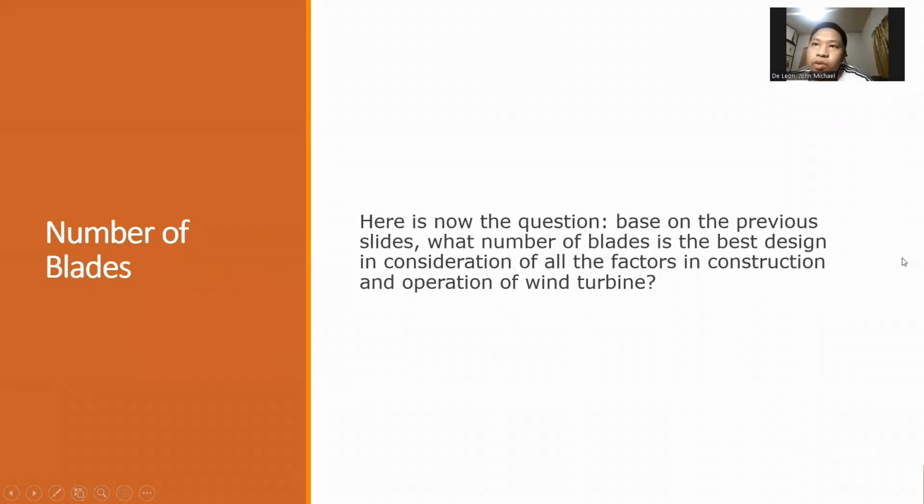Number of blades. Here's our question. Based on the previous slides, what number of blades is the best design in consideration with all the factors in construction and operation of a wind turbine? So, kung mapapansin nyo, siguro obvious naman na yun, most doon sa mga wind turbines na makita nyo kanina sa mga pictures, ang pinaka number of blades na pinakamaganda is 3. Nabanggit na rin kanina doon, nakalagay na. Okay, next.